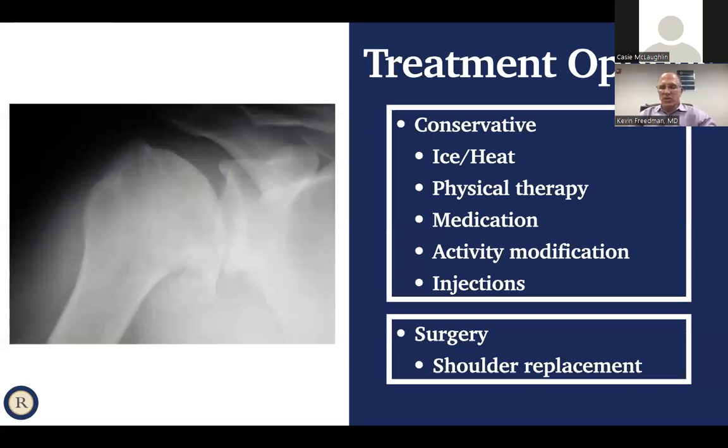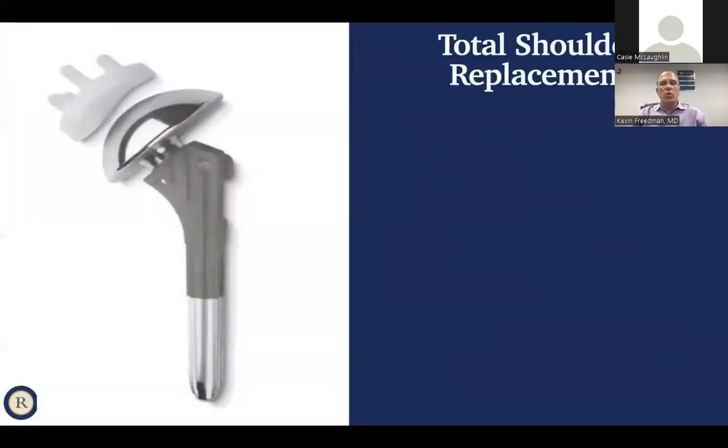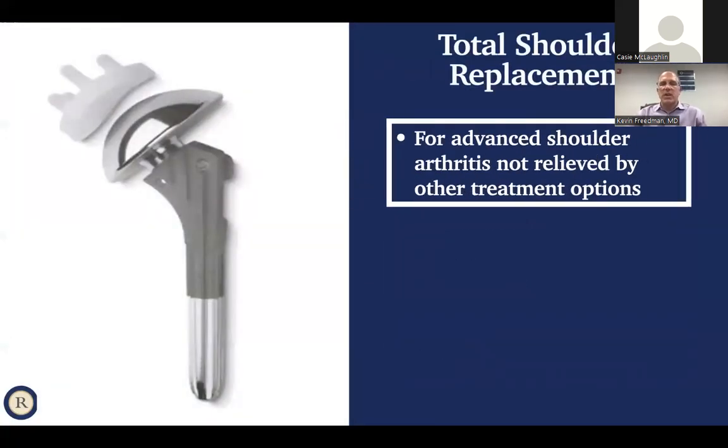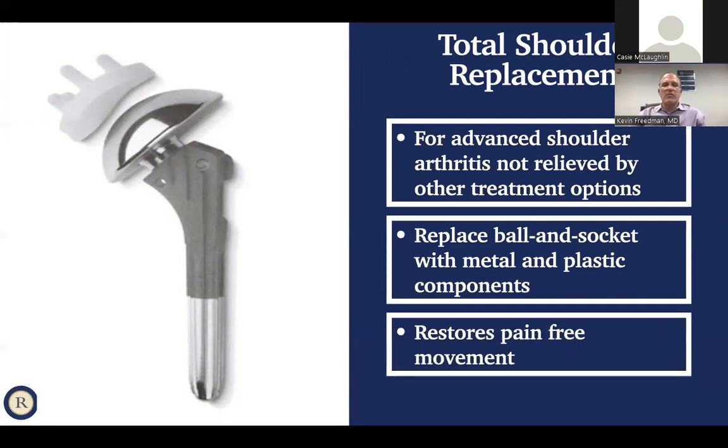And then finally, there's shoulder replacement, where you actually replace the joint. When we think about total shoulder replacement, that's basically for advanced arthritis. It's not relieved by other options. We'll replace the ball and the socket with metal and plastic components, and this can restore pain-free motion.